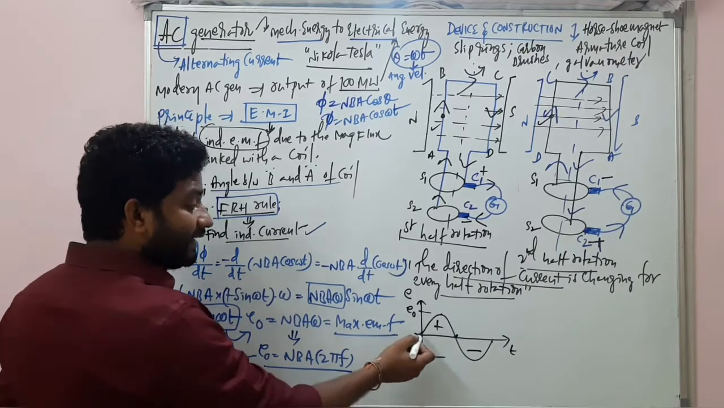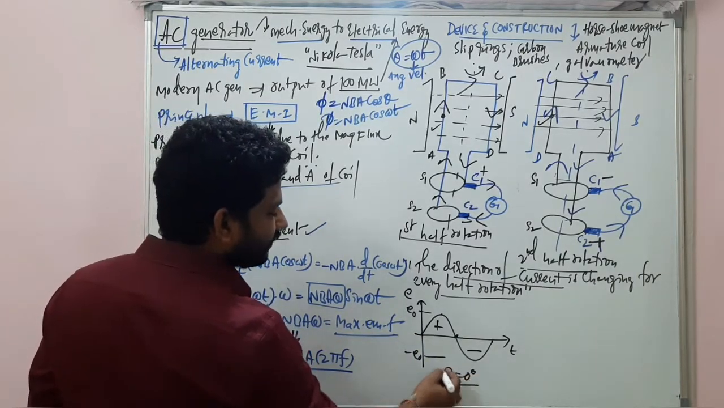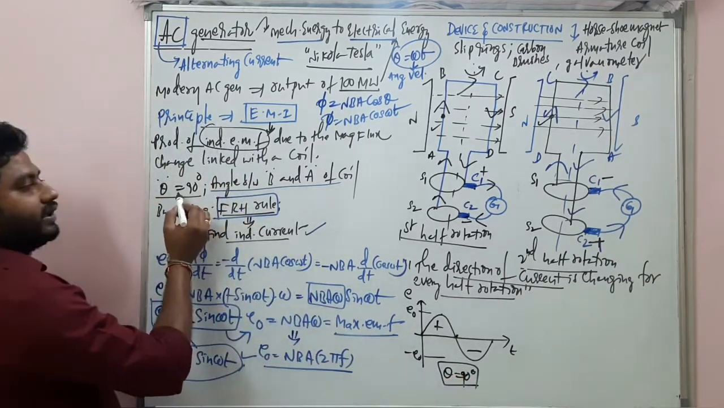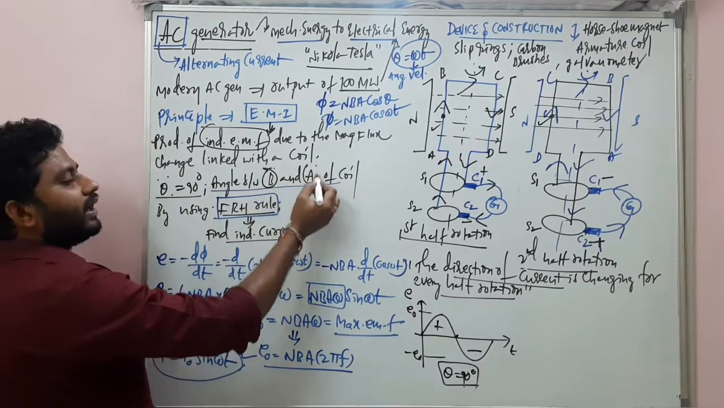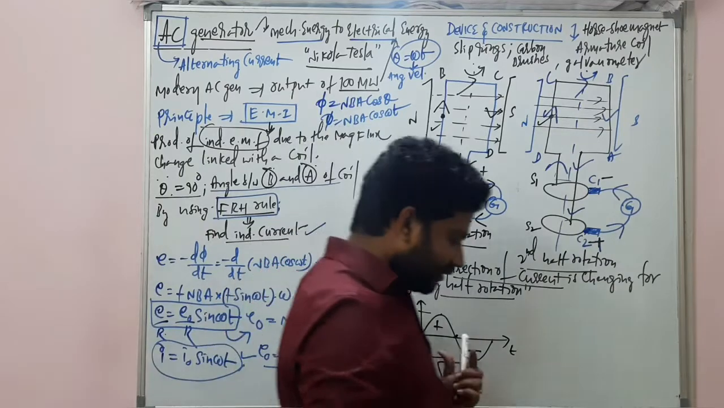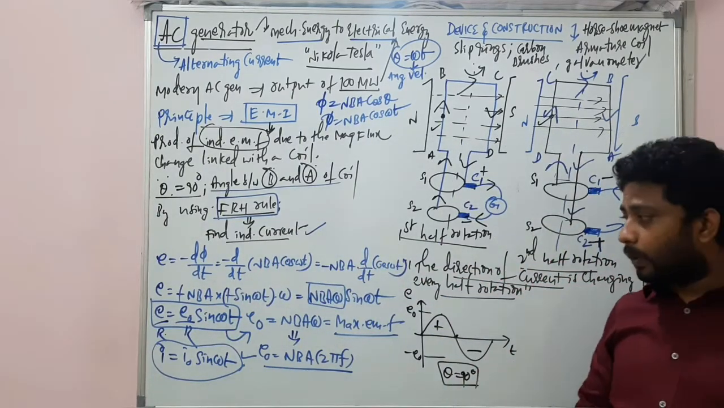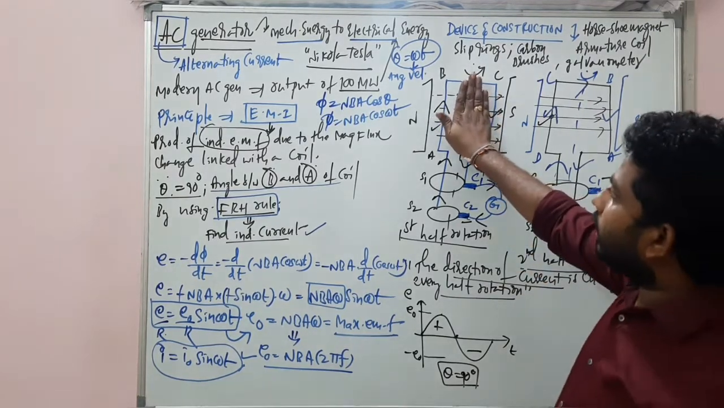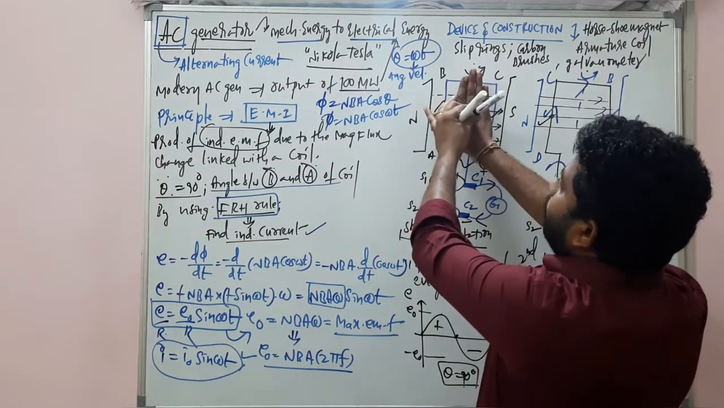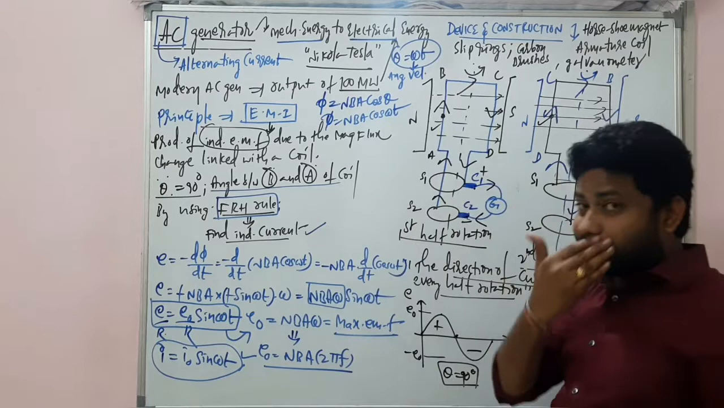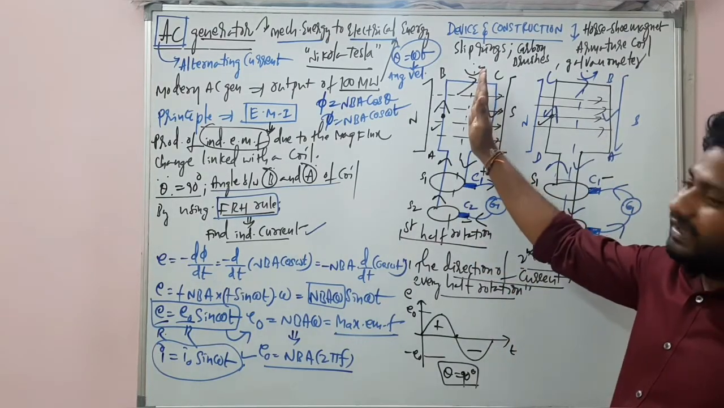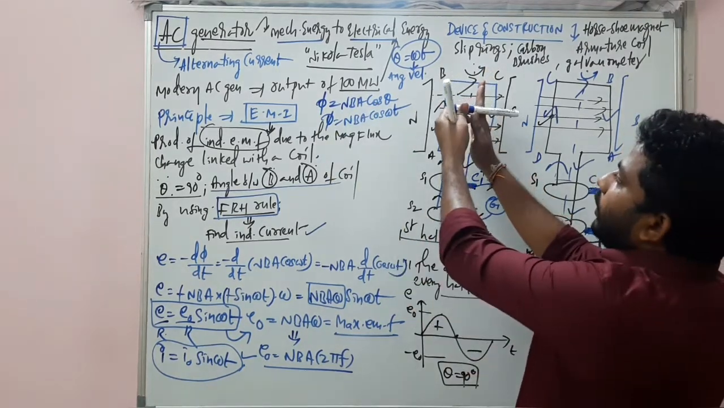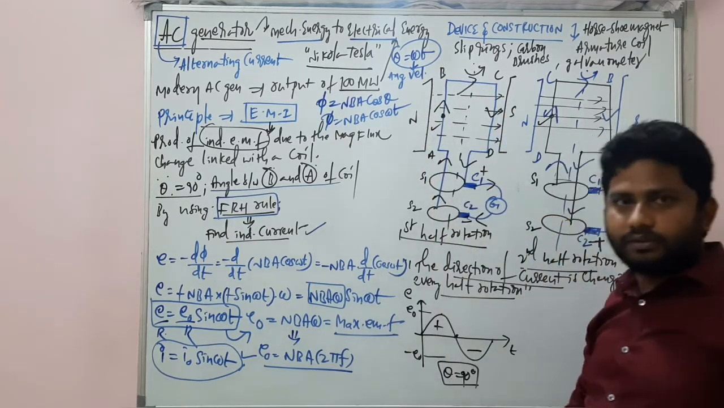This is where initially theta is 0 degrees. What does it mean? Initially the angle between B and A, theta, must be 90 degrees. Well, then you get this graph. 90 degrees means the coil and the magnetic field lines are like this. So the area of the coil is like this and the magnetic field lines are like this. For example, you can keep the coil in this direction. Now the area vector of the coil is this one, and the magnetic field lines are also in the same direction.